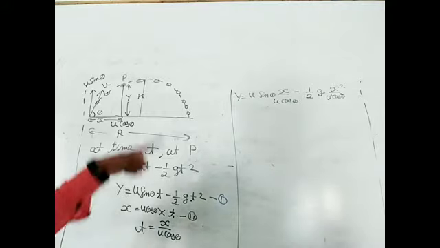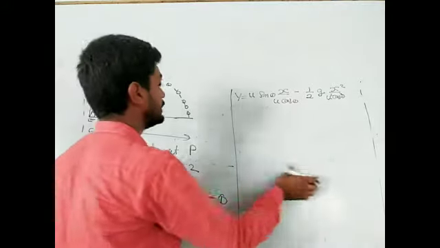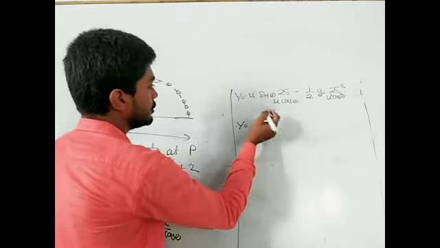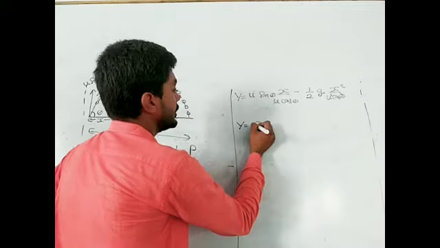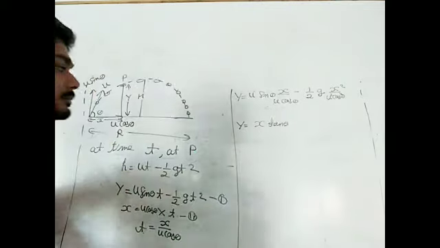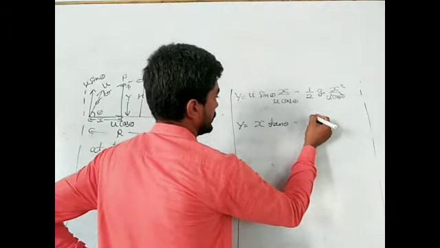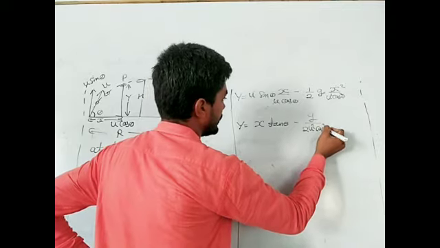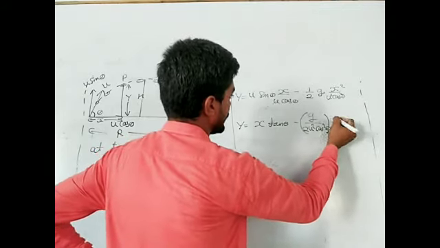Now students, see what happens. In y, u cancels out u, and you are getting here x tan theta, since sin upon cos is tan, minus g upon 2u square cos square theta into x square.